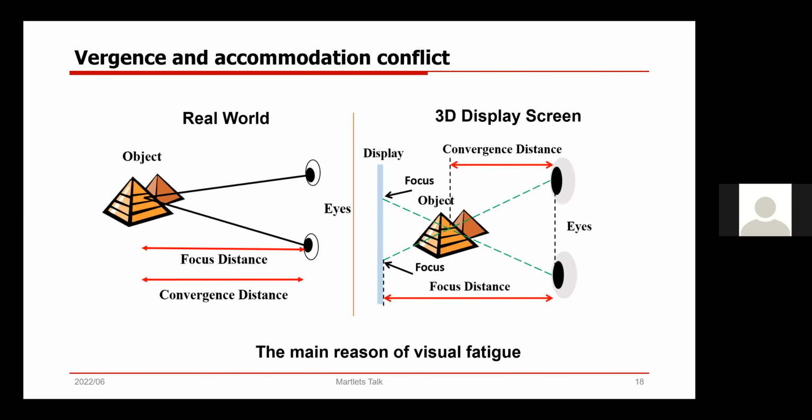However, in a 3D display screen, if a single eye only captures perspective images, then the single eye is focused at the distance of the display screen. However, the virtual image is in front of or at the back of the display. So the convergence distance is not the same as the focus distance. Our brain will be confused, and it is one of the main reasons for visual fatigue.